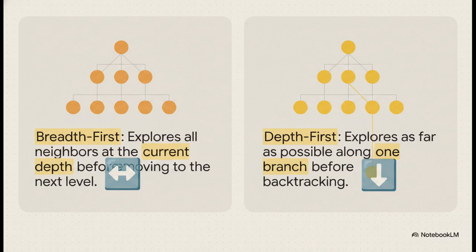Breadth-first search is cautious. It's like checking every room on your floor before you even think about going upstairs. Depth-first, on the other hand, is way more aggressive. It's like sprinting down one hallway to the very end to see if it's a dead end before you go back and try another one.